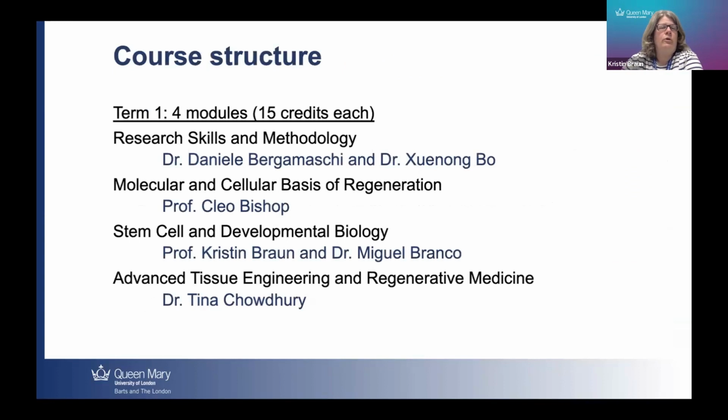So if we just go through the course structure in a little bit more detail, starting the first term, which runs from September until December, students will take 4 modules. Each of these modules are 15 credits, so that makes up 60 credits in total. And the modules that students take are research skills and methodology. So this gives you a basic introduction to how we do research and some of the main techniques and how to give you an oral presentation, write a good paper, all that kind of stuff. And this module is led by Dr. Daniele Bergamaschi and Dr. Shuenong Bo.